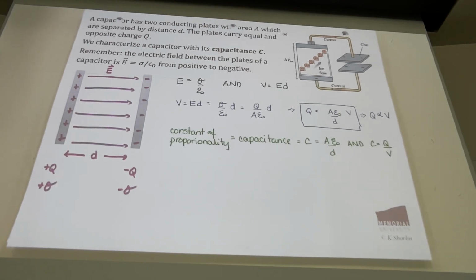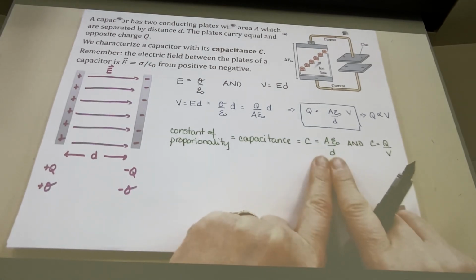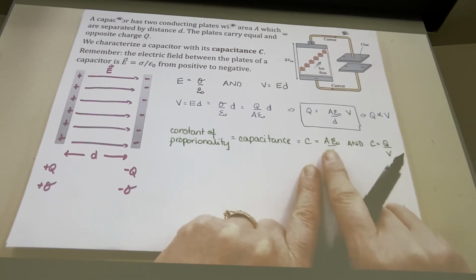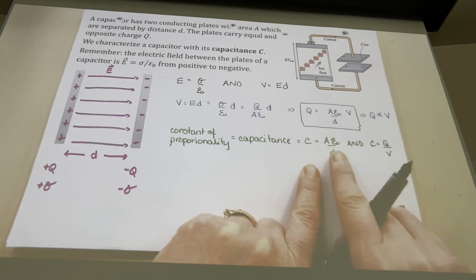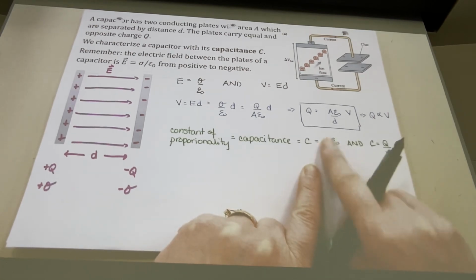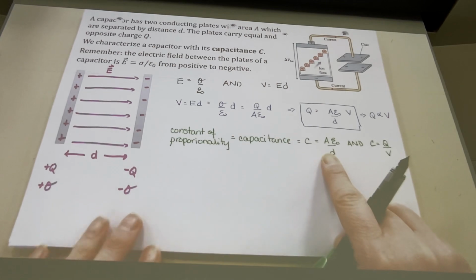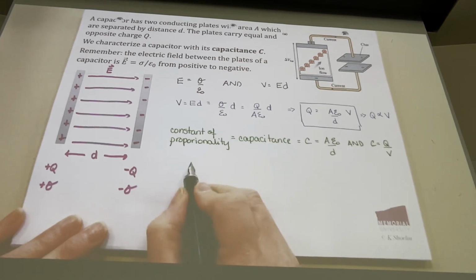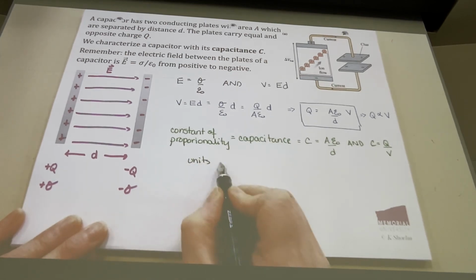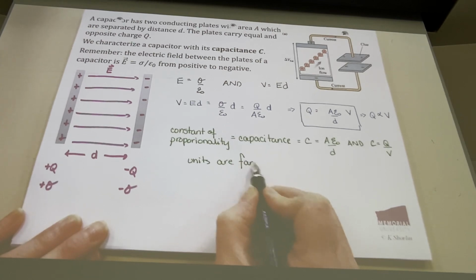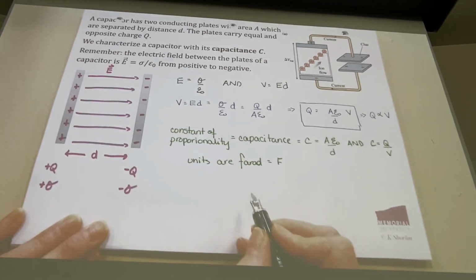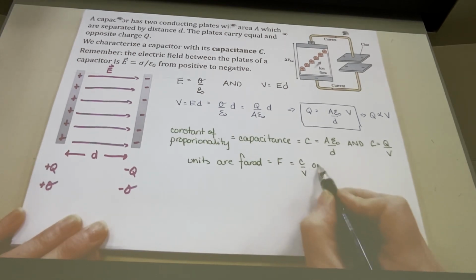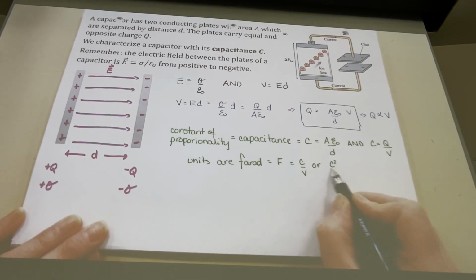Some things to notice here. I think this is really interesting. The capacitance itself only depends on the physical parameters of the plates. How big are they? How far apart are they? And what's in between them? So the capacitance only depends on the plates themselves, so that's kind of interesting. Let's go for the units of capacitance. The units are called farads after Michael Faraday. That has a symbol of a capital F. And a farad is a coulomb divided by a volt, or coulombs squared over joules.